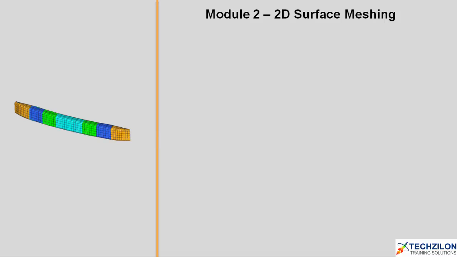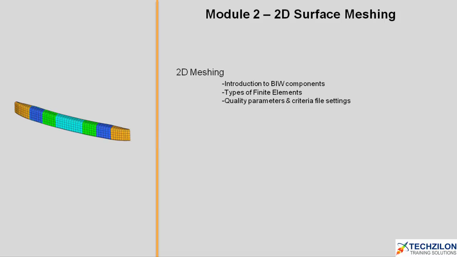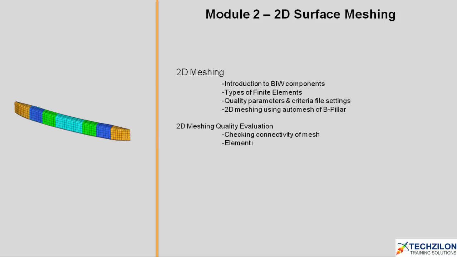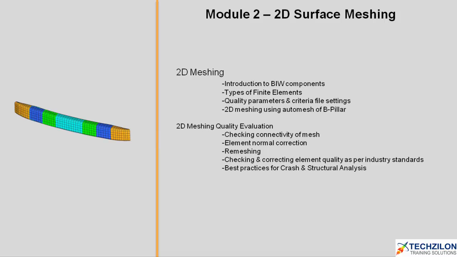In Module 2, we'll be going through 2D surface meshing. Under this, you will learn 2D meshing of sheet metal components such as introduction to BIW parts, types of finite elements, quality parameters and criteria file settings, 2D meshing using AutoMesh of B-Pillar. We'll then move on to 2D mesh quality evaluation, where we'll check connectivity of a mesh, element normal corrections, remeshing, checking and correcting element quality as per industry standards, and learning the best practices for crash and structural analysis.